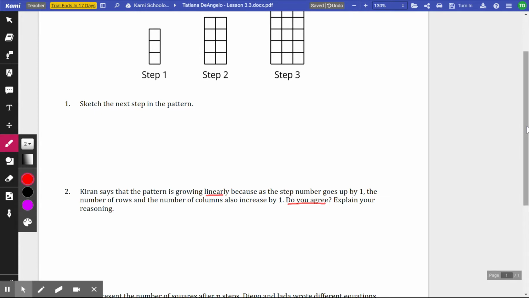So you need to actually defend your statement. So even if you agree with him, saying, yes, I agree with him is not enough. How is it growing linearly? If Kieran says it's growing linearly, why? That's what you need to have here. If you don't know what that means, you need to go back to previous activities, look at the summaries, or you need to Google it.